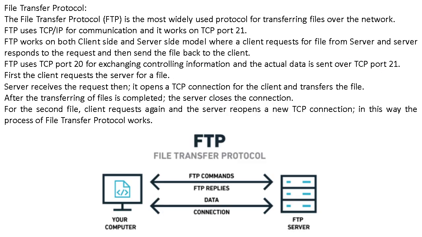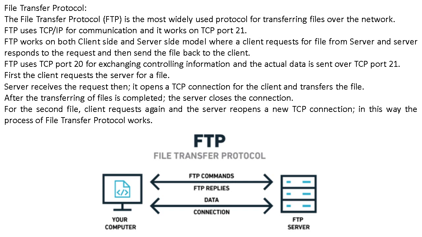File Transfer Protocol, known as FTP, is the most widely used protocol for transferring files over the network. FTP uses TCP/IP for communication and works on TCP port 21. FTP works on a client-server model, where a client requests a file from the server and the server responds to the request and sends the file back to the client. FTP uses TCP port 20 for exchanging control information, and the actual data is sent over TCP port 21.